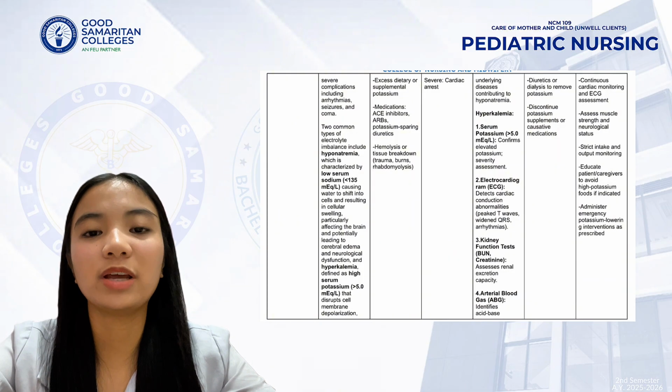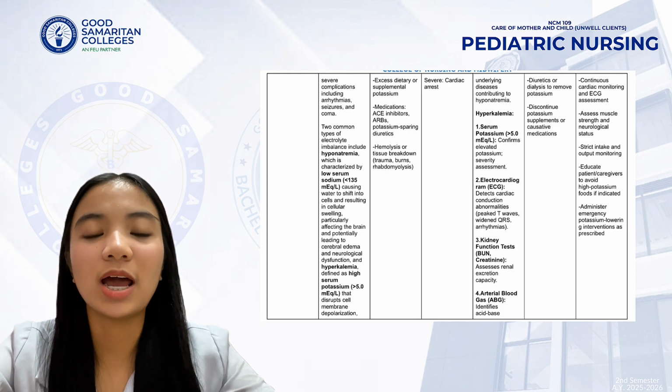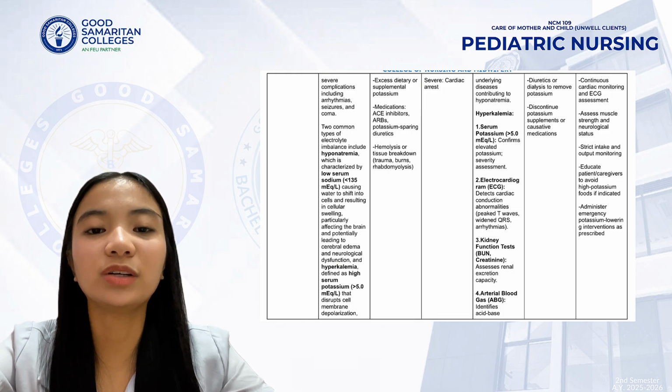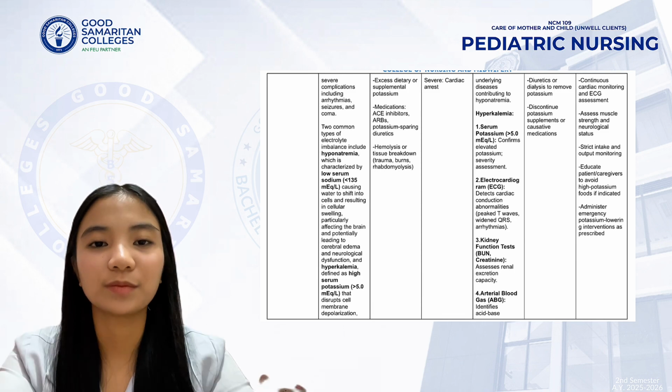High potassium intake from diet or supplements can also contribute. So, some medications katulad ng ACE inhibitors, ARBs, and potassium-sparing diuretics can increase potassium levels. Additionally, conditions that cause rapid tissue breakdown such as trauma, burns, rhabdomyolysis release potassium into the bloodstream, raising its level.